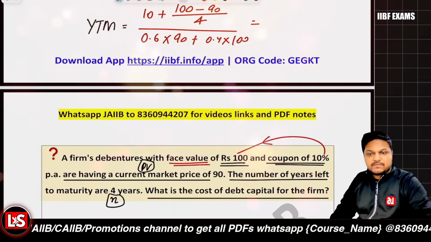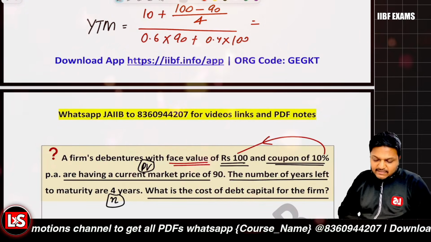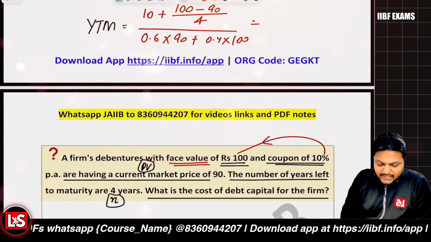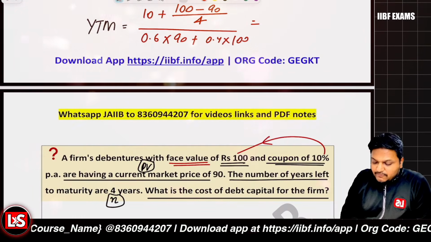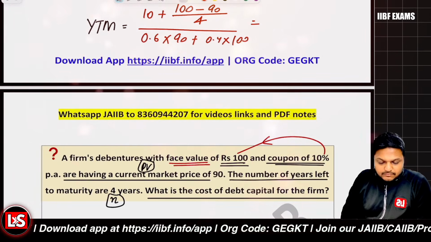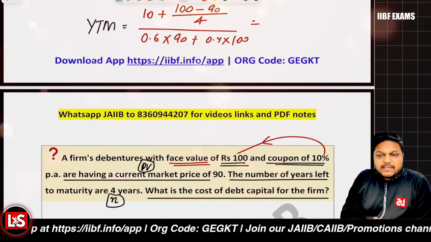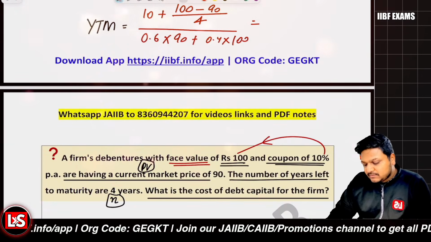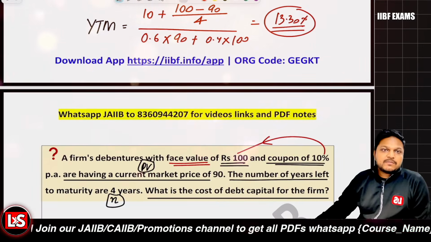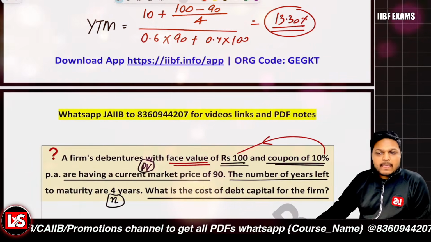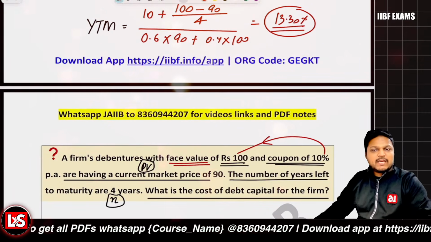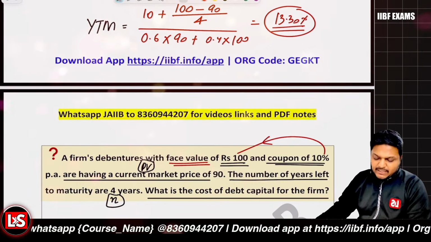Now we need to solve this. So 100 minus 90, that is 10, divided by 4, that is 2.5. So 12.5 divided by 5.4 plus 4, that is 9.4. So that comes out to be 13.30%. Clear with it? Do confirm at the earliest if you have understood so far. So using this particular formula, we can calculate the cost of debt capital.